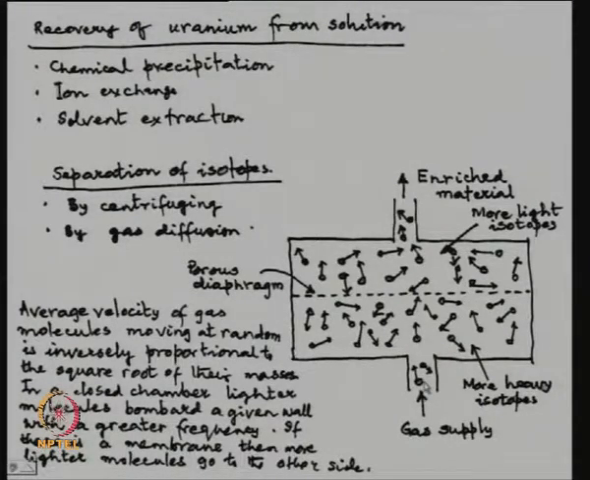So, we get an enriched material in terms of the lighter isotope. The uranium-238 and uranium-235 isotopes in the gas supply get differentiated, because the lighter ones will penetrate these pores preferentially, and so we get an enriched material which would have a higher proportion of uranium-235 compared to what there was previously. Of course, this has to be repeated many times. This is a very simplified way of presenting it.